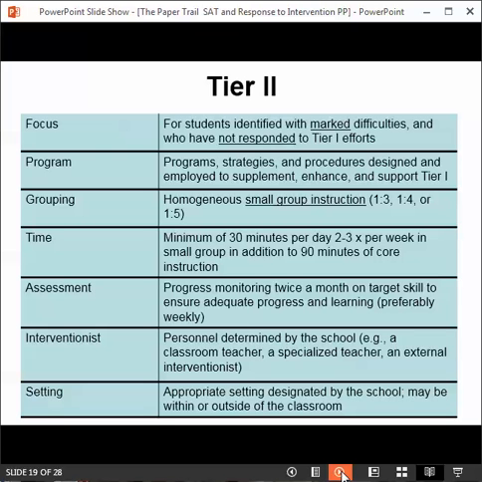It's progress monitored at least twice a month, and you check on their skills to ensure that they're progressing and learning. And then it's determined by the SAT team whether or not it's working. And the appropriate setting is designated. They might have to go to the library or go to a smaller, quieter room to do the intervention. So it's a little more focused.